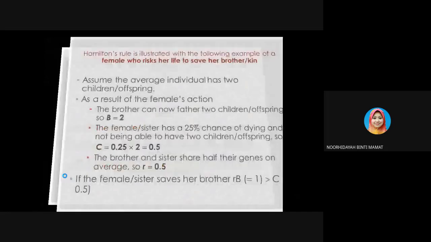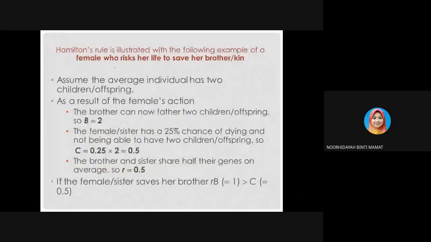So Hamilton's rule is illustrated with the following example of a female who risks her life to save her brother or to save her kid. Okay, so this is the situation. For example, we assume that the average individual has two children or offspring. So as a result of the female's action, where the female risks her life to save her brother, the brother can be the father of two children or two offspring. So B, the benefit, is two, right?